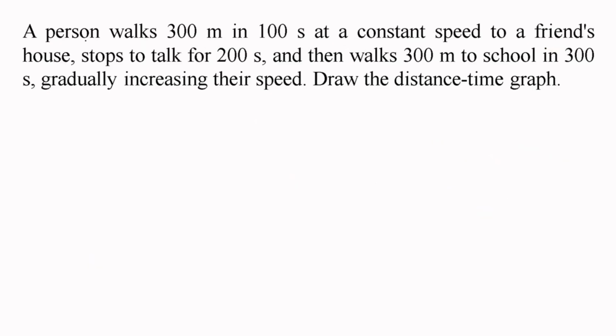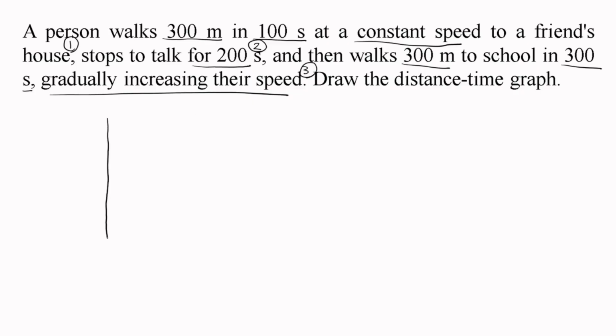Here we have an example. A person walks 300 meters in 100 seconds at a constant speed to a friend's house. So this is going to be the first part of the distance time graph. He is going to stop to talk for 200 seconds. This is going to be the second part of our graph. And then walks 300 meters to school in 300 seconds, gradually increasing the speed. And this is the third part. The question wants a distance time graph, okay, we are going to draw it.